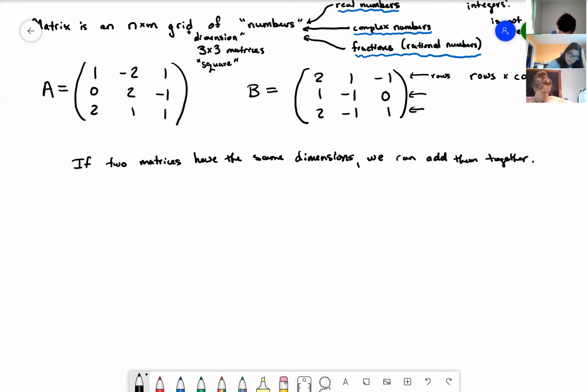So if they have the same dimension, like these two matrices, they're both 3 by 3, then we can add them together. And we do addition just component-wise. So A plus B will be, the first entry will be in this top corner, 1 plus 2. Okay, now we're doing something fairly easy. We just have to match them up.